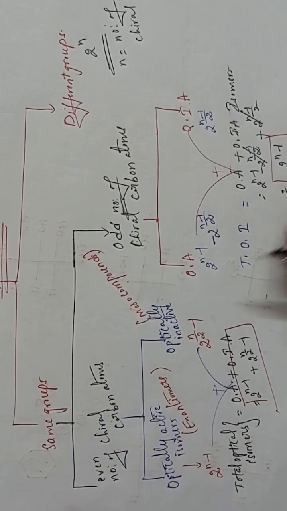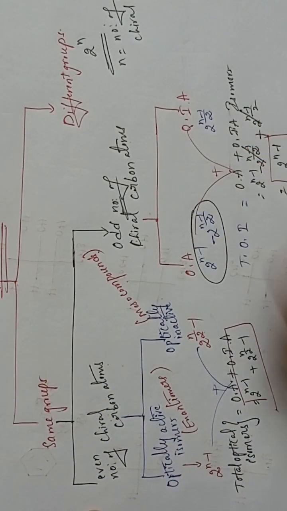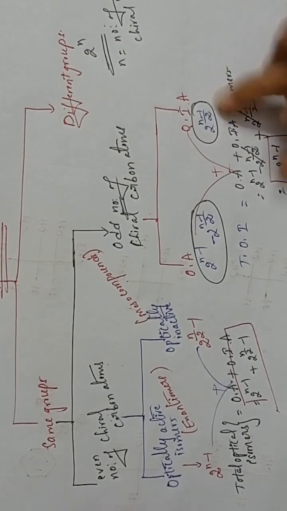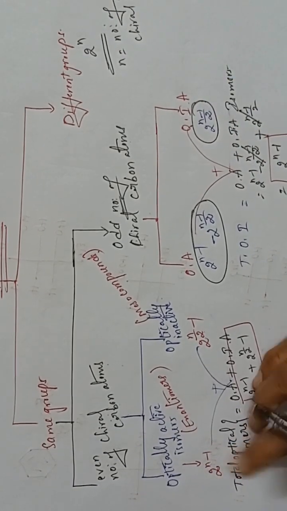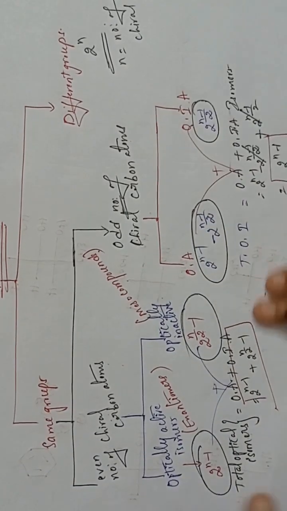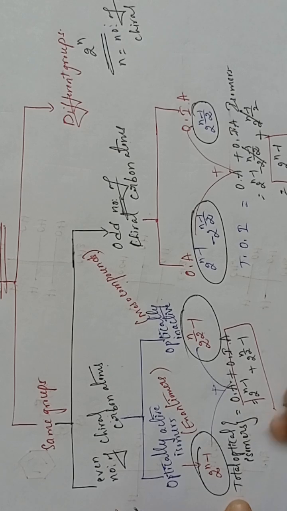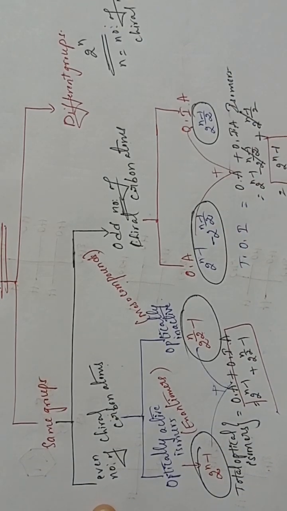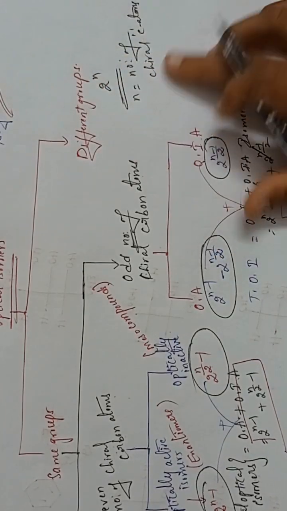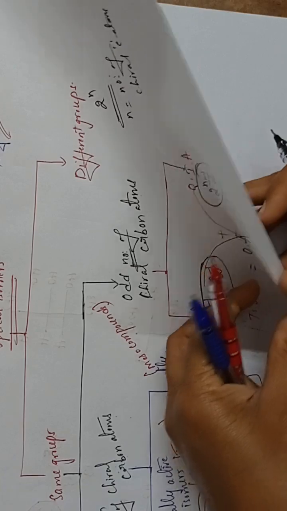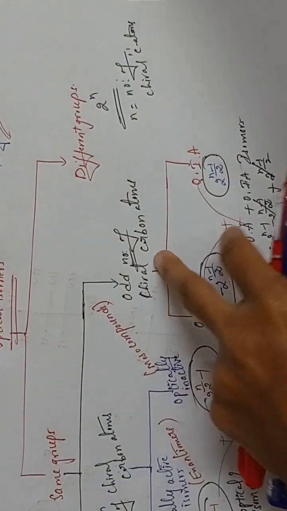Clear, students? We have to use this formula for optically active and this formula for optically inactive. Here optically active 2 power n minus 1, optically inactive 2 power n by 2 minus 1. Total optical isomers is this plus this one. This is in the case of different groups. Clear, students? Now we will discuss an example, students. What is same group, what is different groups? Now you can understand. Okay, see here.